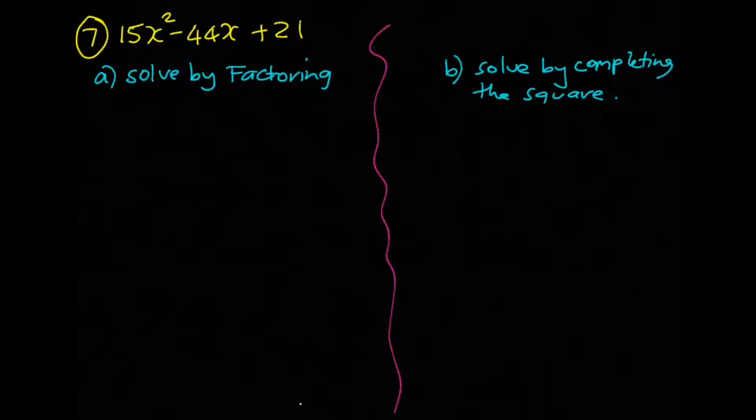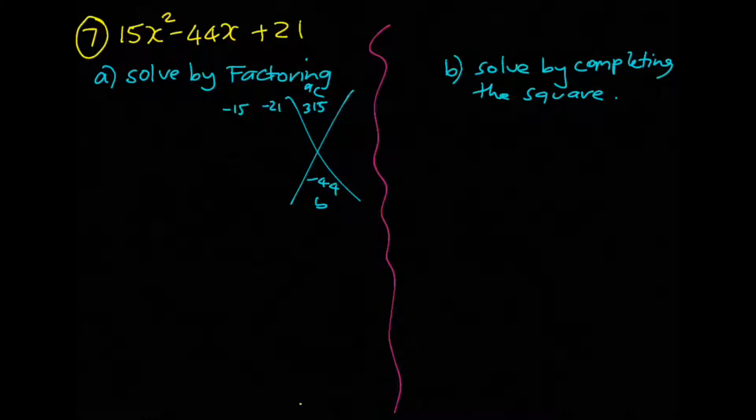Okay, let's move on to 7 to solve by factoring. Set up our AC and our B. So AC is 15 by 21, which is 315, and it's a positive, and then B is negative 44. So we need to go through and work out two numbers that multiplied to give 315 and they add to give negative 44. So they're going to have to both be negatives because negative times negative will give you a positive. So let's try negative 15 and negative 21.